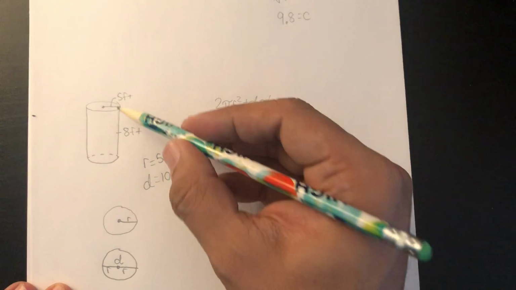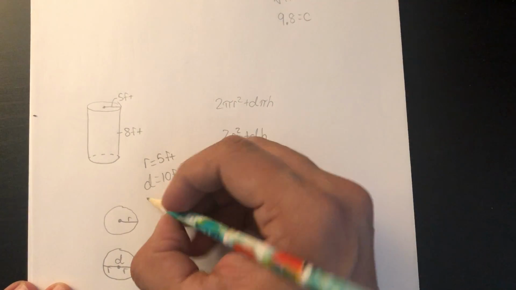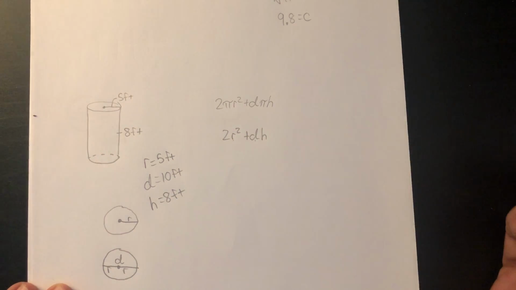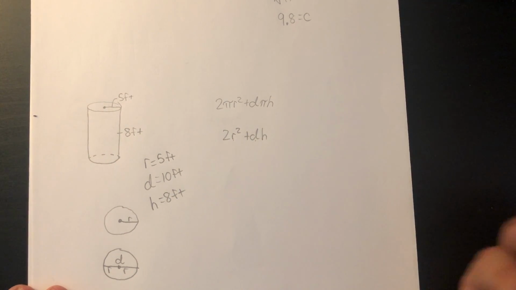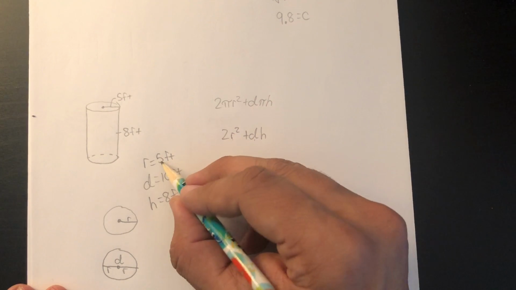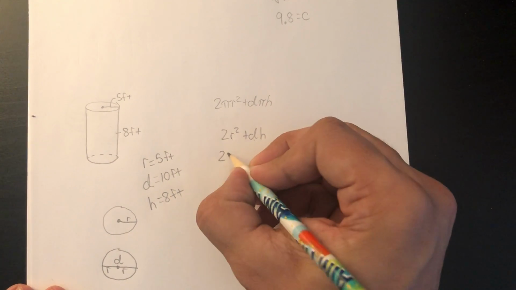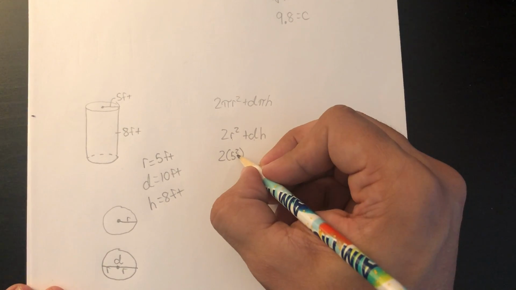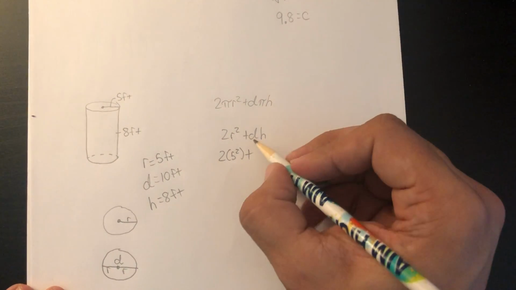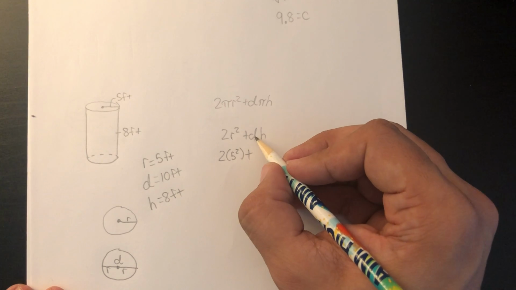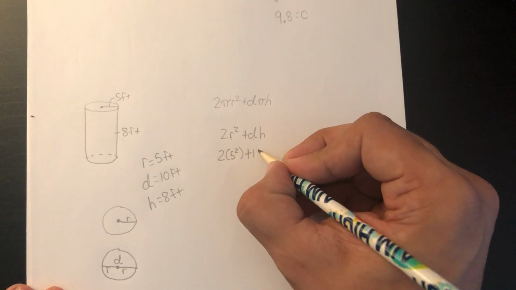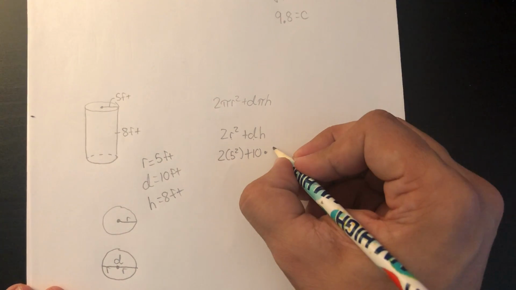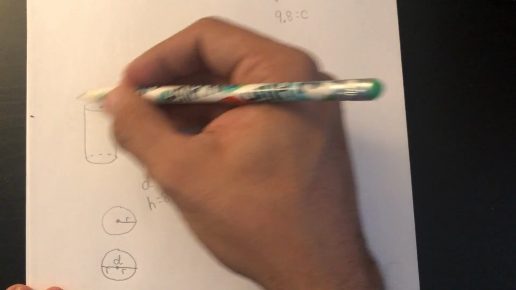What else did they give us? They give us the height. Remember, H. So H is 8 feet. Okay, I think we have everything. So we're going to replace R with 5. So 2 times whatever 5 squared is. Remember, you have to do 5 squared first. Then the second part over here on the right is diameter, which is 10, times the height, which is 8. And we're getting all this information from this drawing over here.